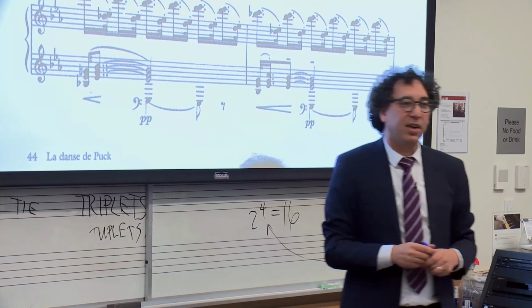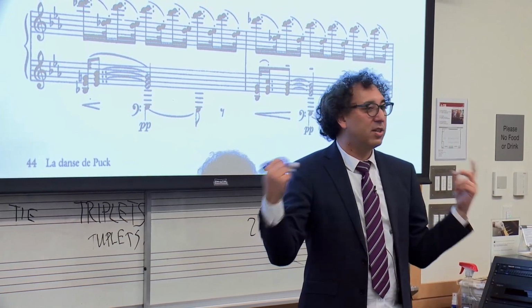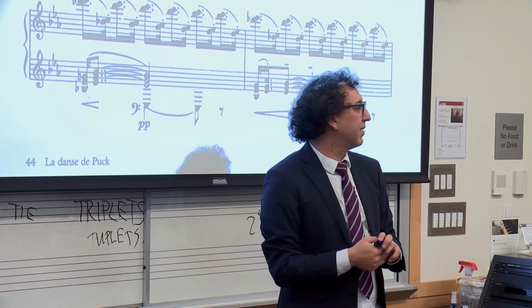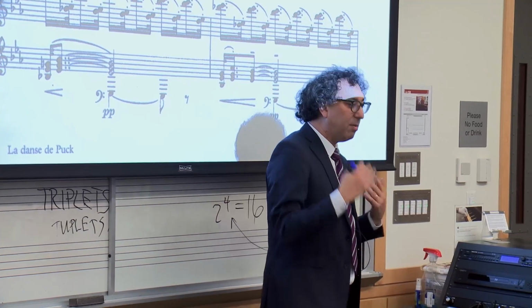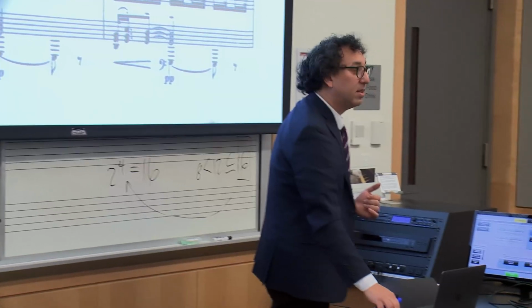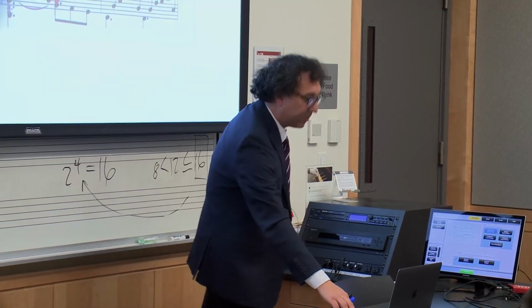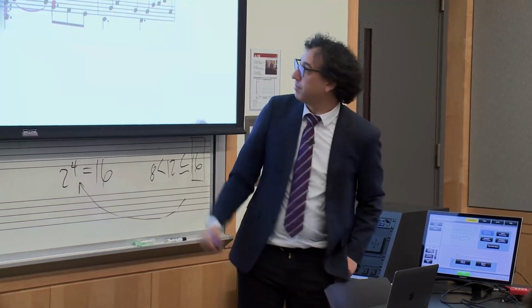There are examples from Bach of two time signatures in the same staff, or changing time signatures mid-measure. And what does that mean? So almost every composer has pushed the limits in some ways of conventional music notation.